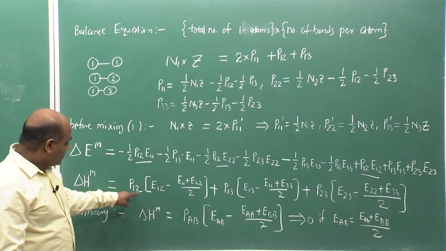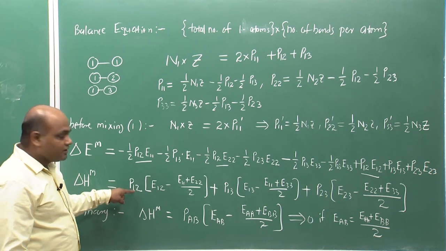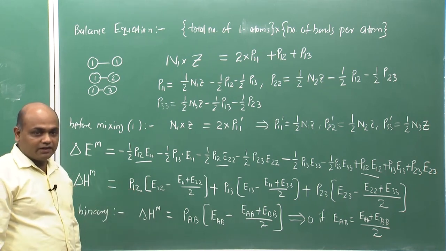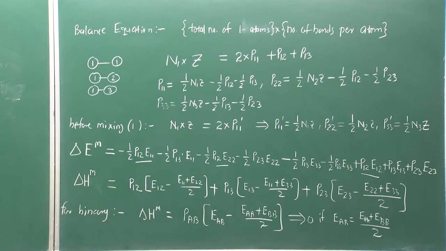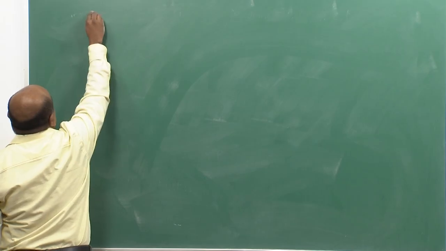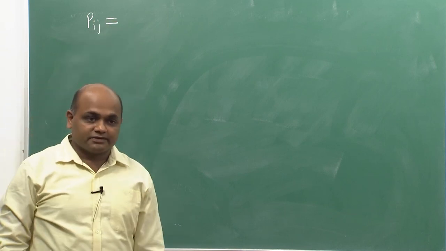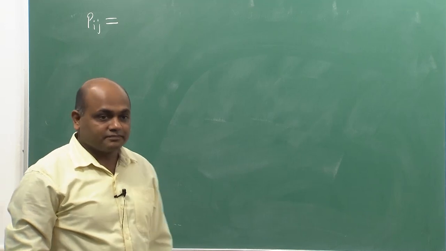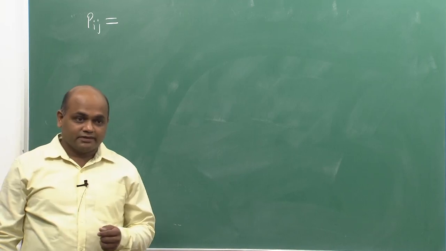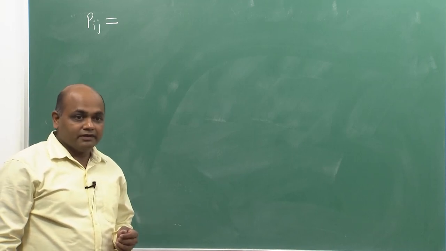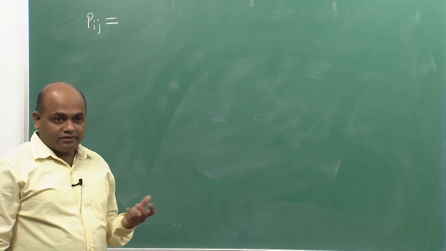Okay. So, now to look into this further, we need to evaluate PIJs, where I and J are different types of atoms. So, P12, P13, P23 for ternary. So, how do we evaluate PIJ? Number of IJ pairs. If we know the total number of pairs and multiply it by the probability that a particular pair is an IJ pair, we will get PIJ.